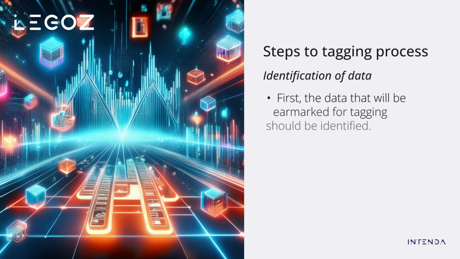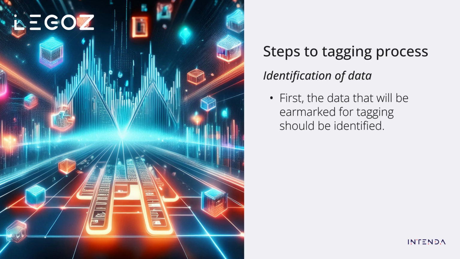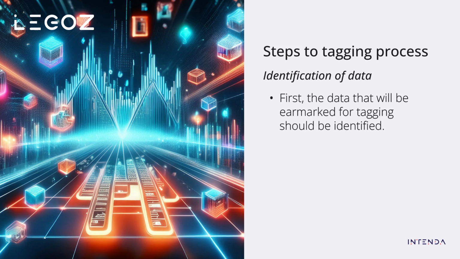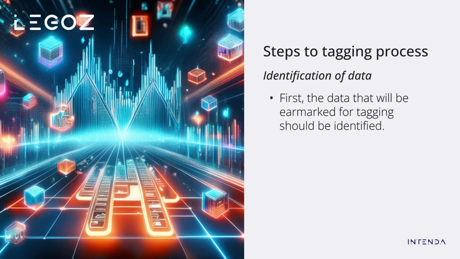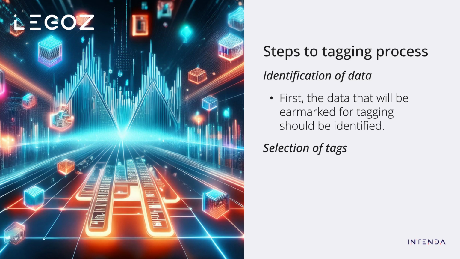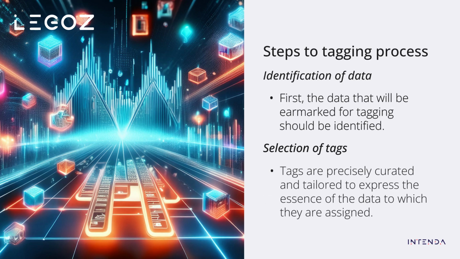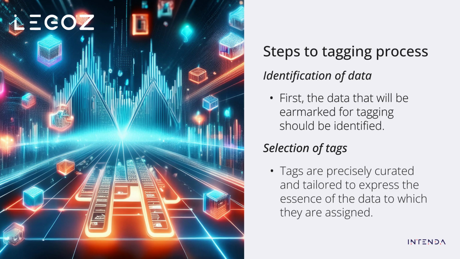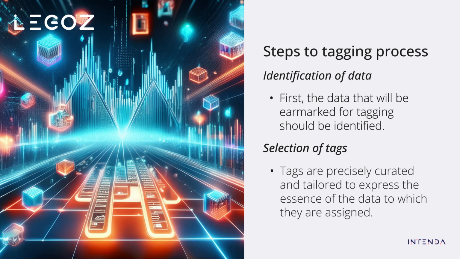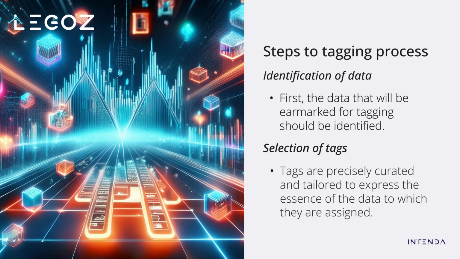Firstly, identification of data. The process of data tagging begins with the meticulous identification of the data that has been earmarked for tagging. This foundational step is crucial, as it lays the groundwork for the subsequent tagging exercise. Next comes the selection of tags. Rather than being chosen arbitrarily, tags are precisely curated and tailored to express the essence of the data to which they are assigned. They go beyond being mere keywords, encapsulating concepts, categories, and attributes that are pertinent to the dataset.